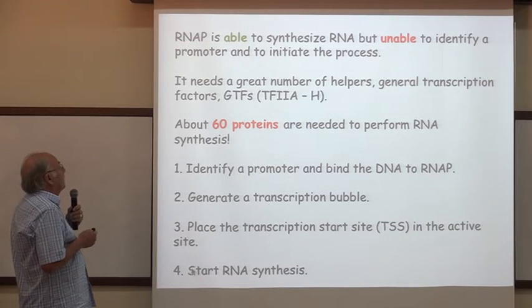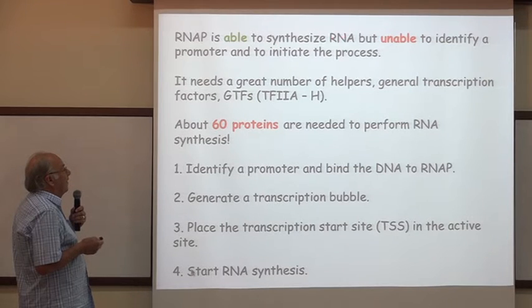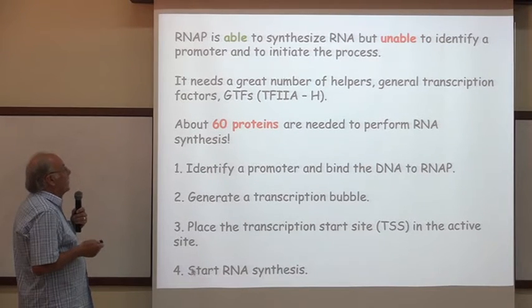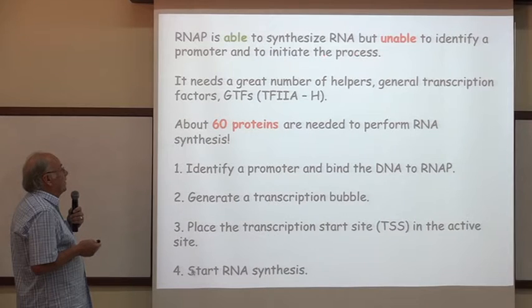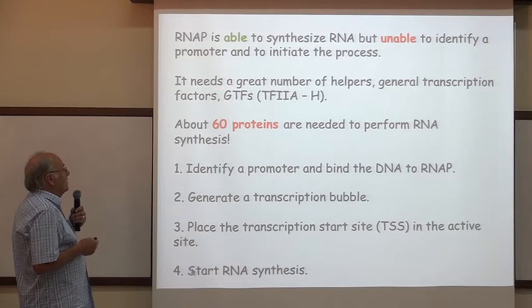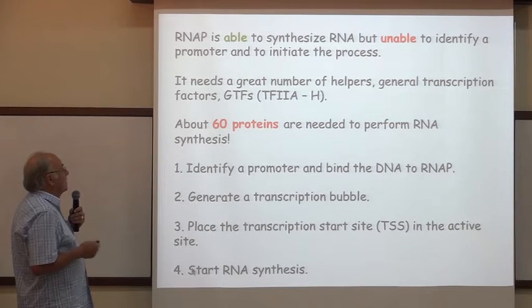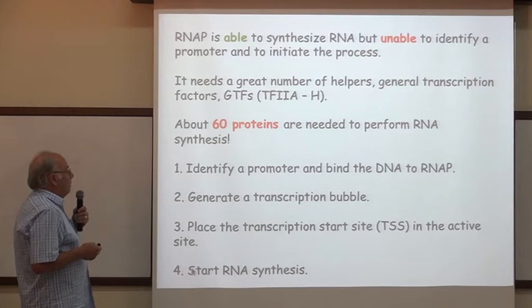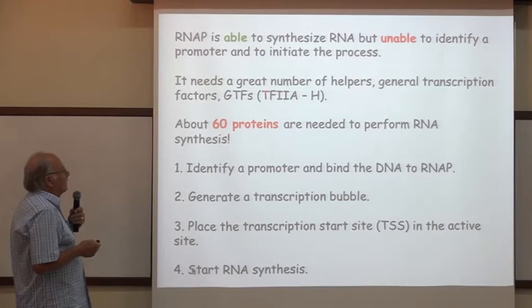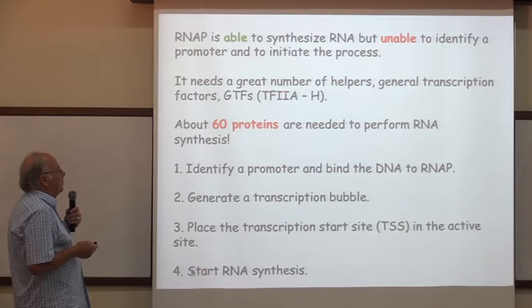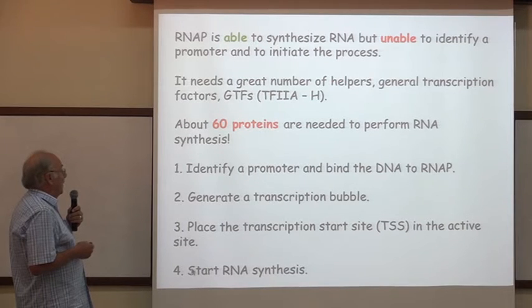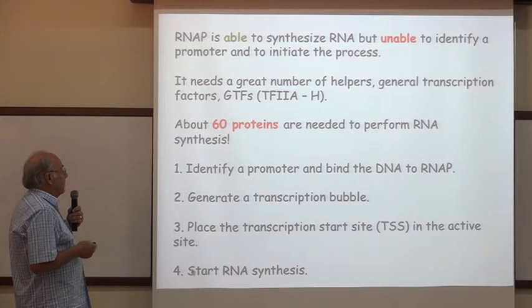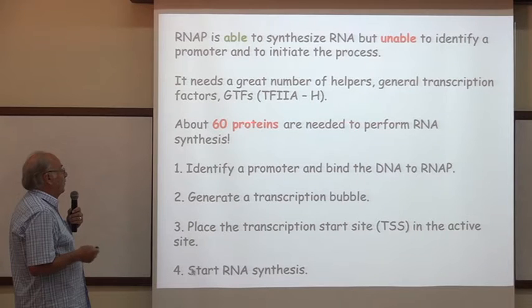So RNA polymerase is able to synthesize RNA, but it is unable to identify a promoter and to initiate the process. So this needs a great number of helpers, general transcription factors, GTFs, and they are given the names TFIIA until H, B, C, D, and so on. And there are about 60 proteins which are needed to perform RNA synthesis.